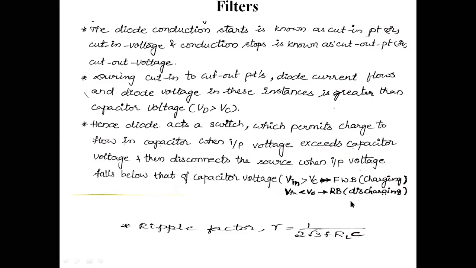From the half wave rectifier, I am going to obtain the ripple factor as gamma is equal to 1 by 2 root 3 f RLC, with the 2π factor in it as given. How it is obtained, we will see in this class.